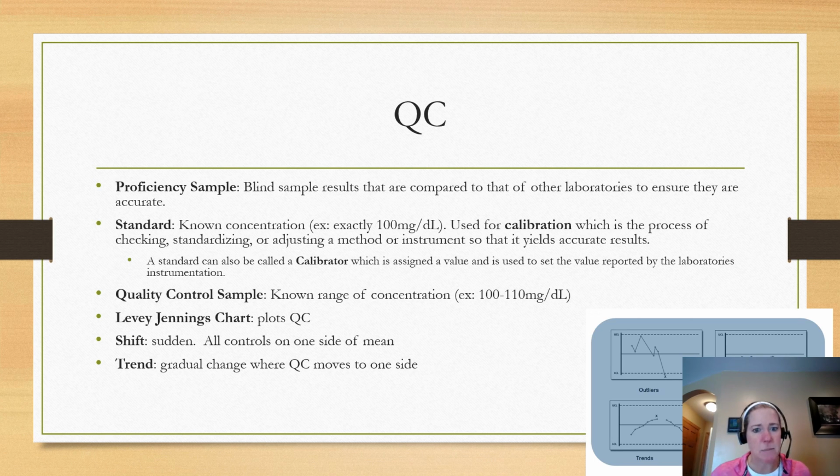And one of the last types of things we had was quality control. You're going to want to be able to do these things. So proficiency sample, know that that's a blind sample result that compares it to other laboratories. Okay, make note cards out of these if you have to.